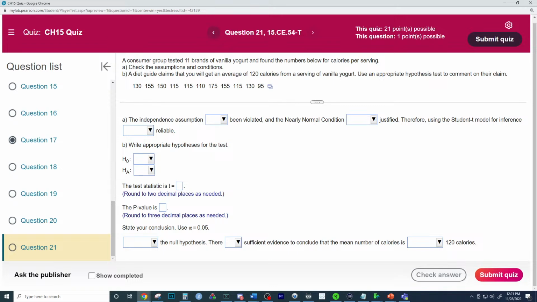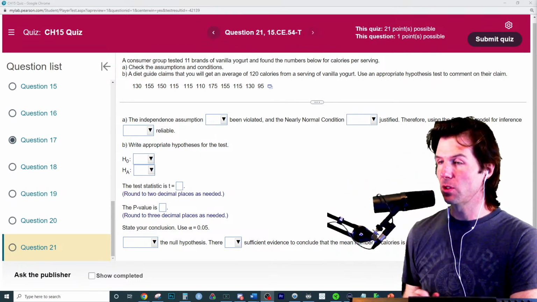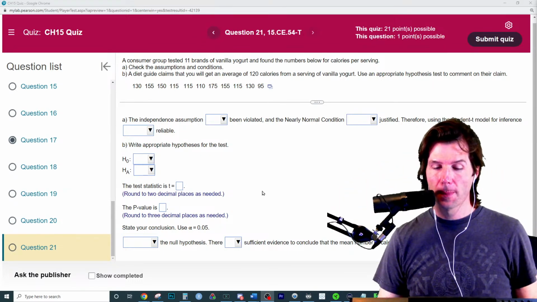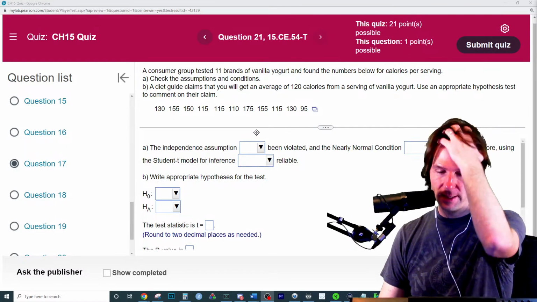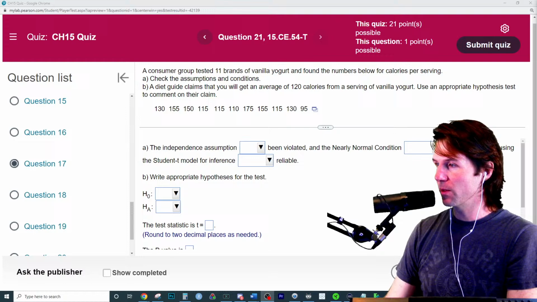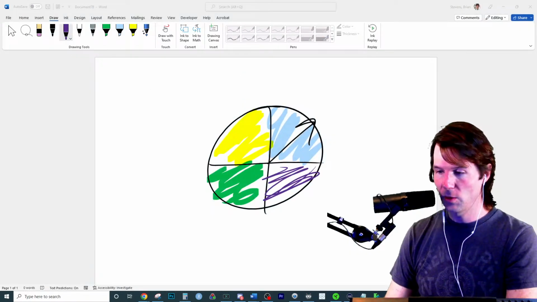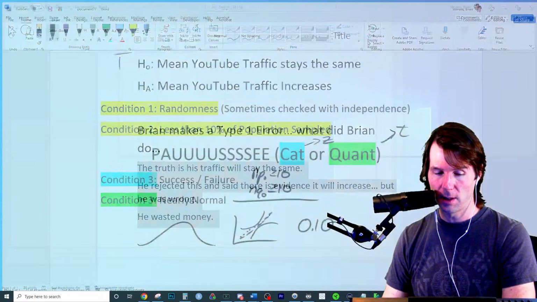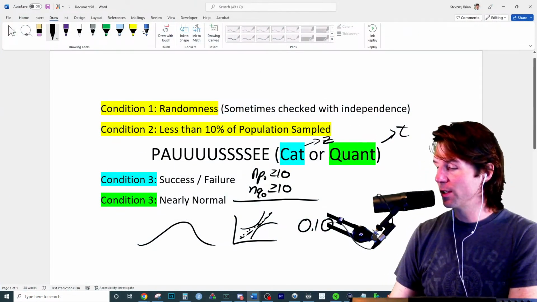Okay, so for this one, you're going to need to use JMP. JMP is going to make this way easier. You could do it by hand, but I highly suggest using JMP for this question. So let's take a look. What is condition 1? What is always condition 1 every single time? Who knows condition 1 for 1,000 points in the chat right now?